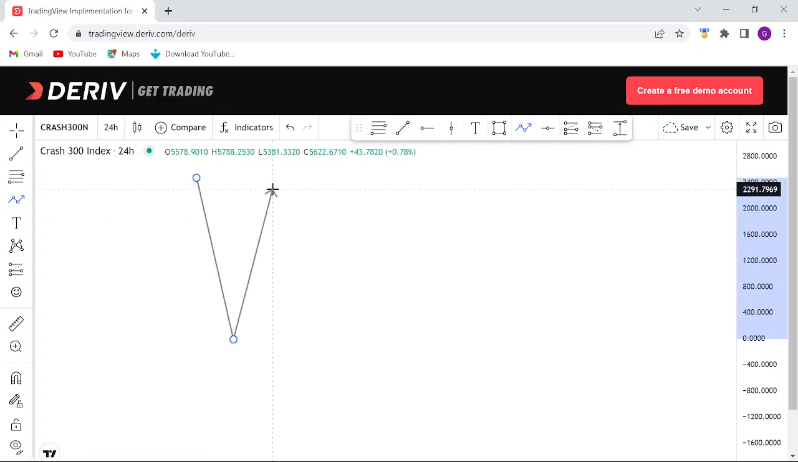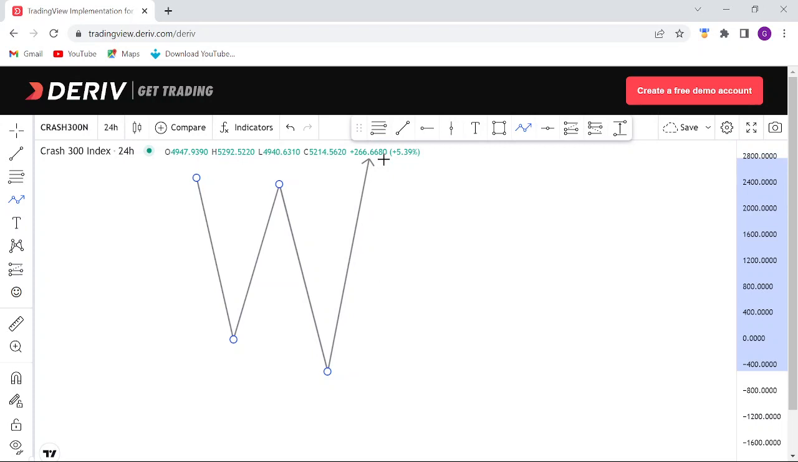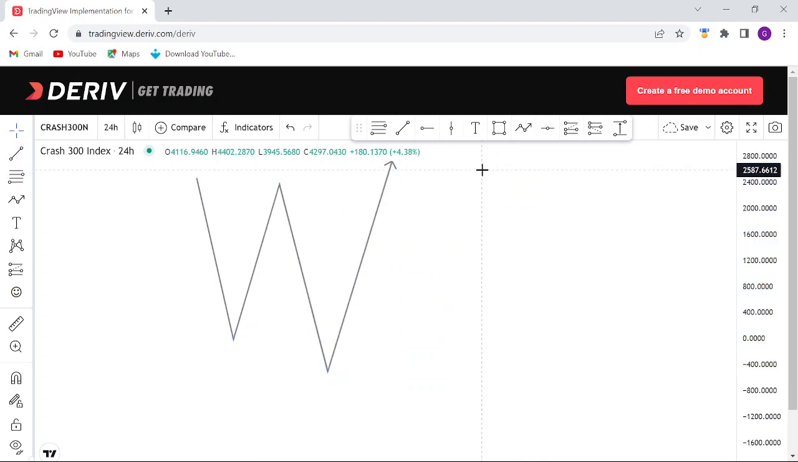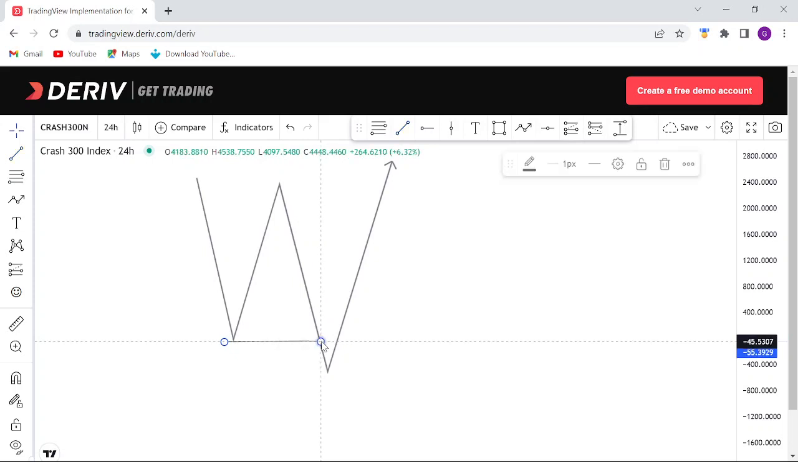Probably the market is on a downtrend. It broke structure to the downside. Then what do you see again? You see a change of character. So what are you supposed to see after a change of character? This is a break of structure. So let's say the market is on a downtrend. This is a break of structure.